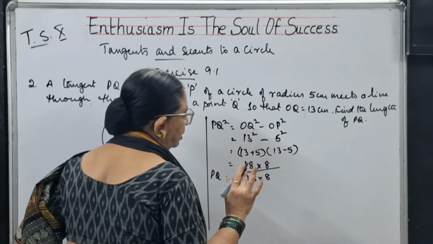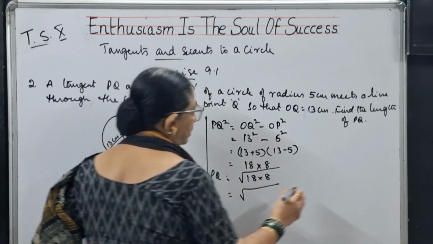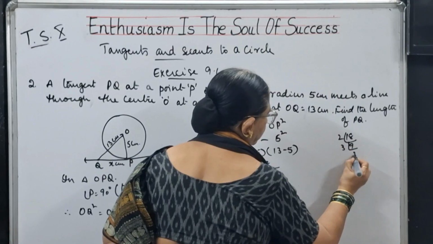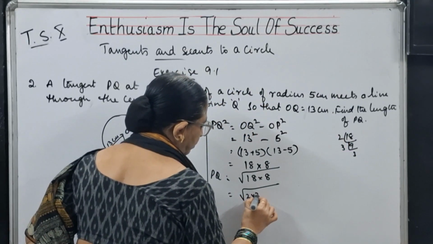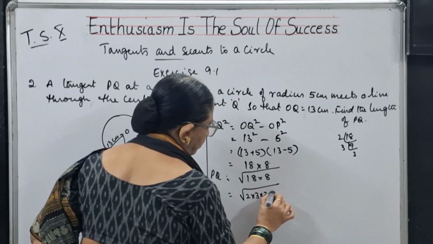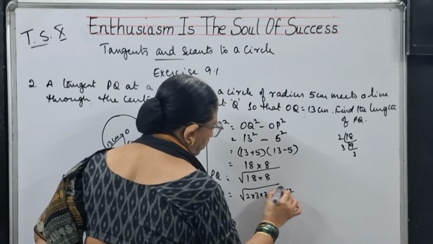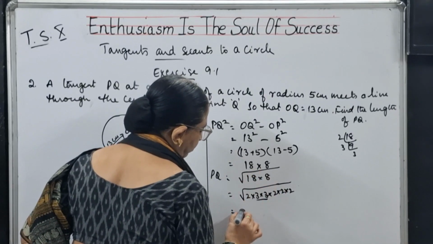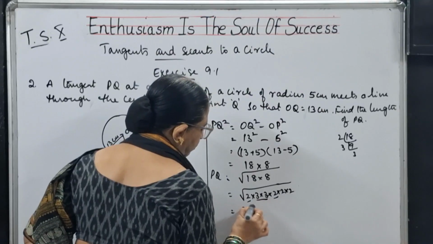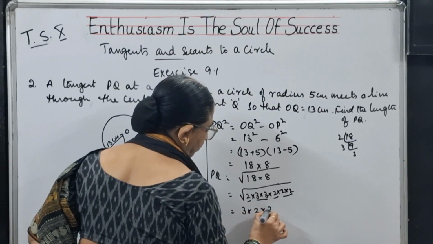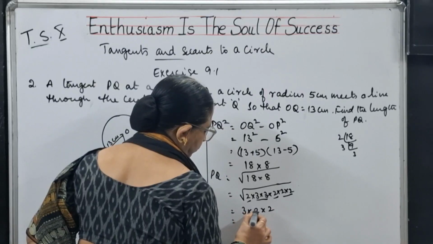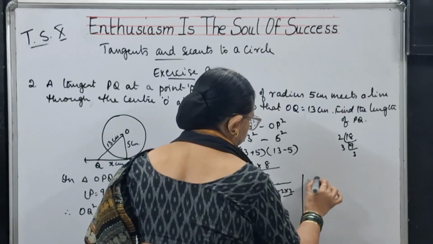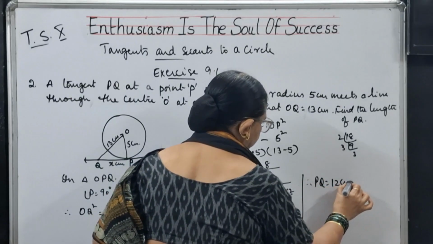The most convenient method I am teaching you, children: here 18 is there, so go for prime factorization. You'll be writing 18 as 2 into 3 into 3 and 8 as 2 into 2 into 2. Instead of two values we'll take one out now. So 3 into 2 into 2. How much are you getting? 3 2s are 6, 6 2s are 12. Therefore PQ is equal to 12 centimeters.